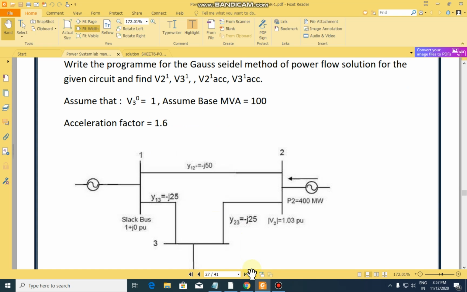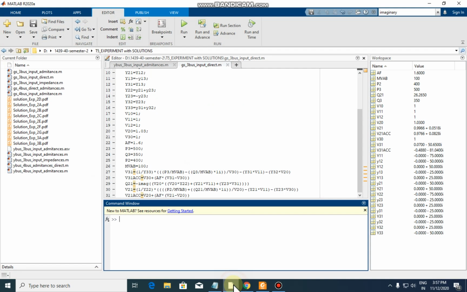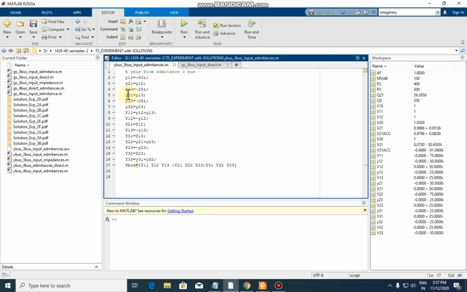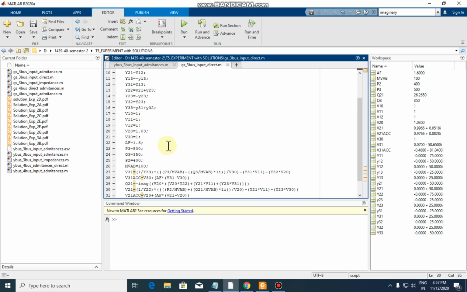First, let us open MATLAB. You already have the Y-bus program. The same Y-bus program you can copy and paste up to Y33. That's what I have done here: up to Y33 I have pasted here.